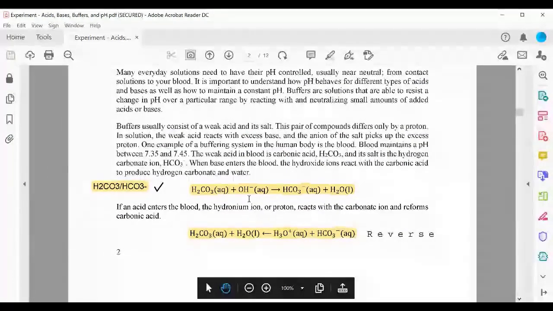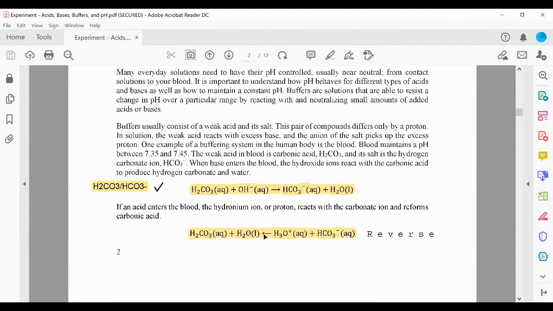We saw what happens when we add a base. Now, here is reverse. See that the arrow is written in reverse. So look first to the right side. These are the reactants. If you are adding an acid, H3O plus, instead of reacting with the carbonic acid, is going to react with the bicarbonate part of the buffer to produce more acid and water. So this is how the buffers work.